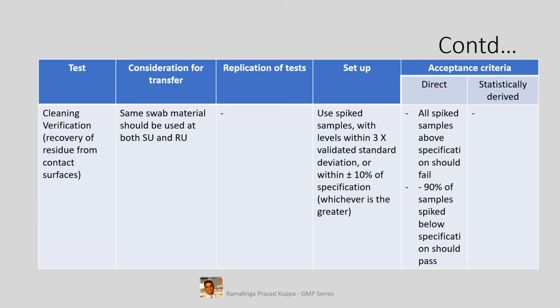Cleaning verification also takes important place in technology transfer. Requirements are tabulated in this table. Swab material plays very important role in recoveries of residues. It is recommended to use the same type of swab at both SU and RU. Spiked samples levels should be within plus or minus 10%, whichever is greater. Direct acceptance criteria is adequate. No further statistical evaluation is necessary in this case.